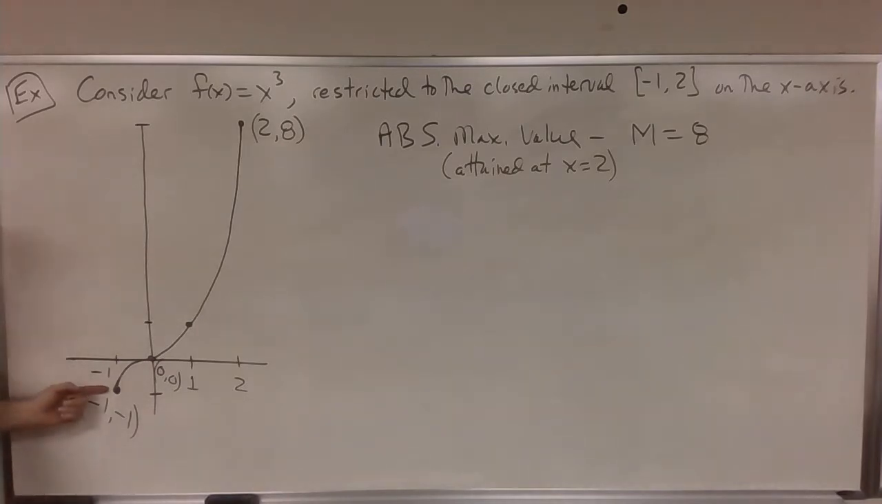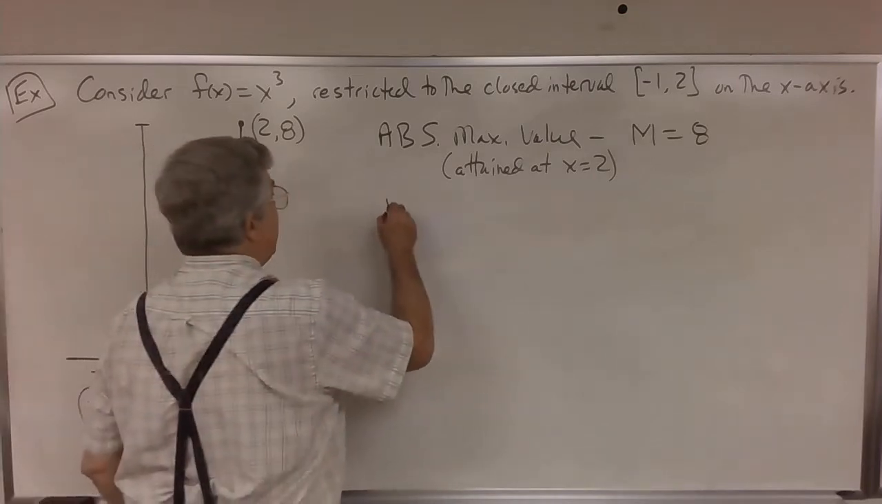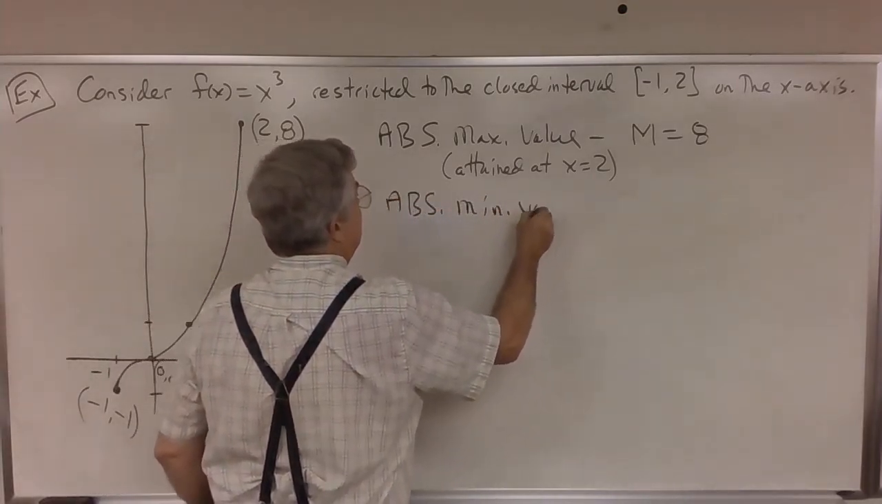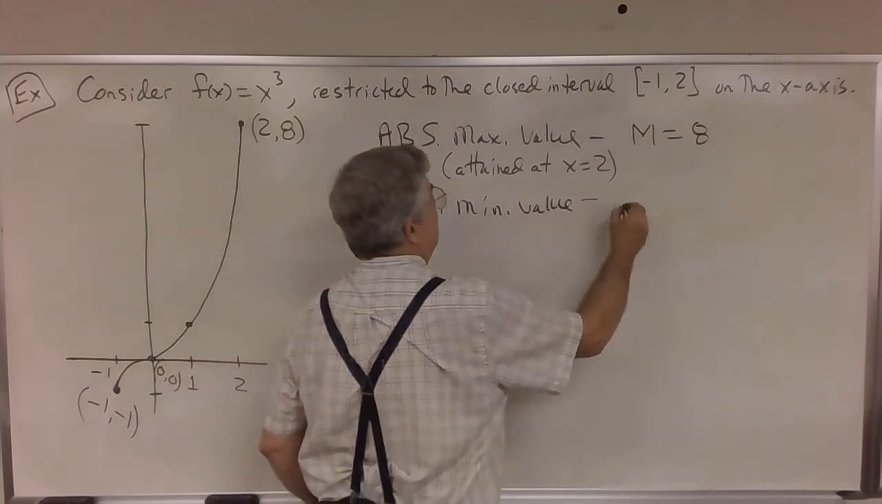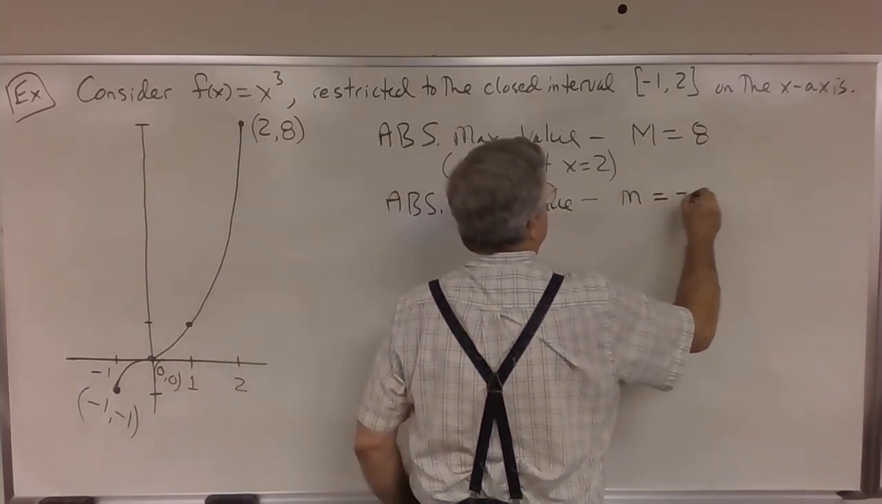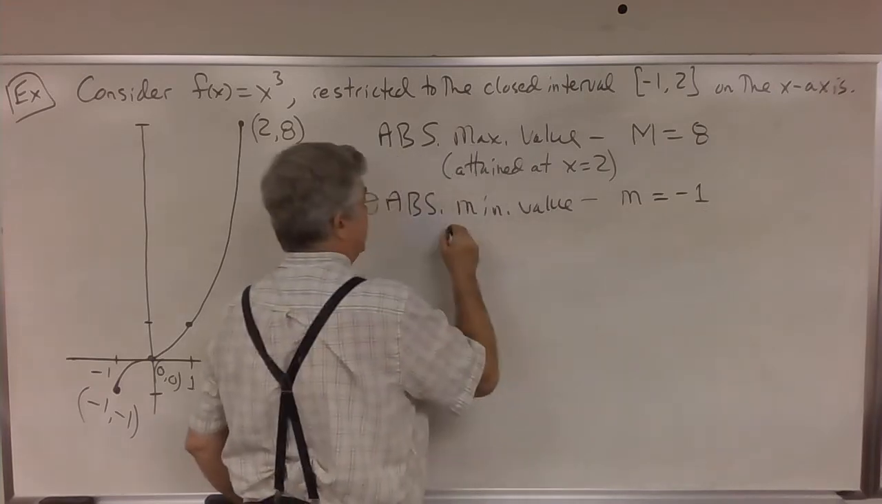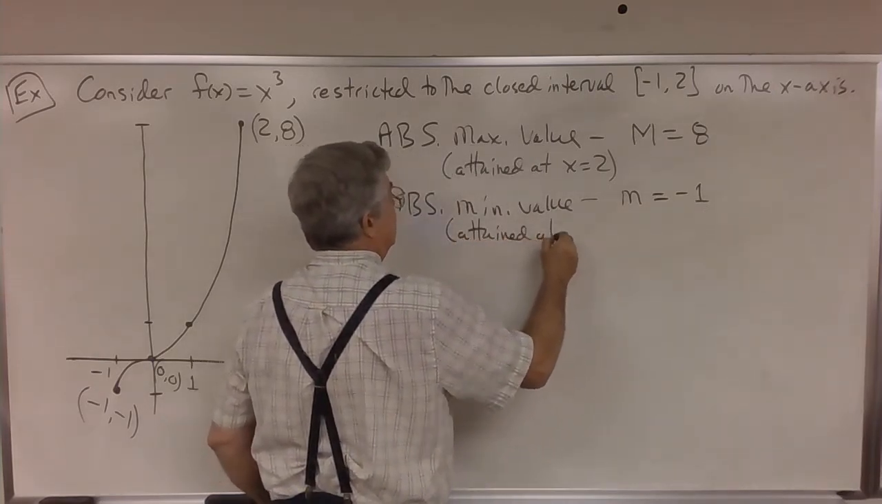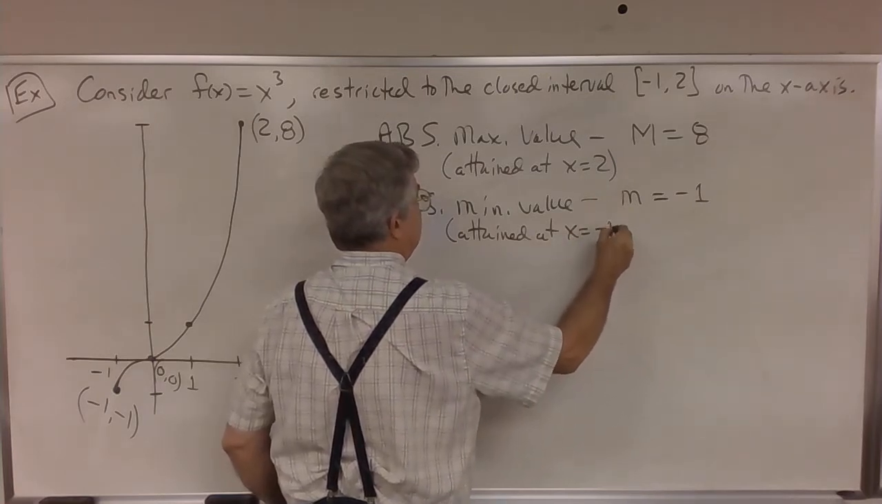Do we have an absolute minimum value here? Yep, the lowest point on the graph is right here where f of x equals -1. So the absolute minimum value is little m equals -1, and this is attained at x equals -1.